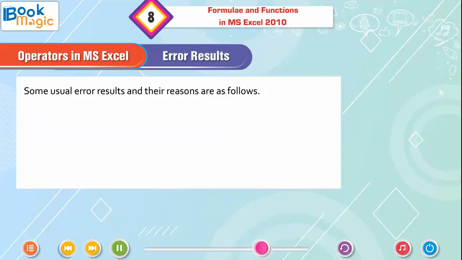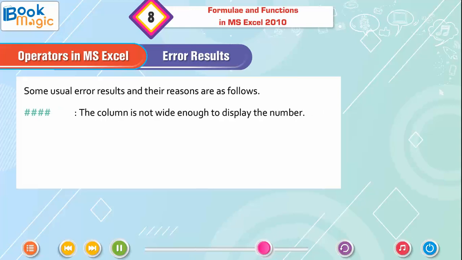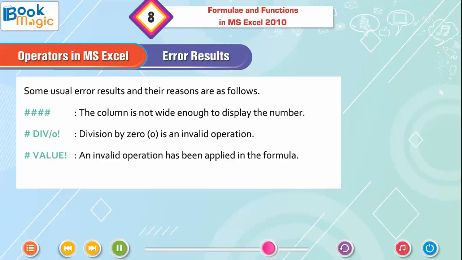Error results. Some usual error results and their reasons are as follows. Hash hash hash hash: the column is not wide enough to display the number. #DIV/0!: division by 0 is an invalid operation. #VALUE!: an invalid operation has been applied in the formula. #N/A: data is not available.